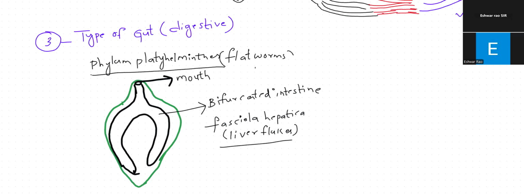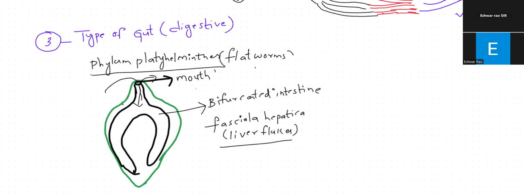Do we find any other opening here? The food comes through the mouth, right? Therefore, whatever opening is present here serves as the mouth. And after digestion, the undigested food is sent out through this opening itself. There is no special opening on the posterior end to eliminate the undigested food material.